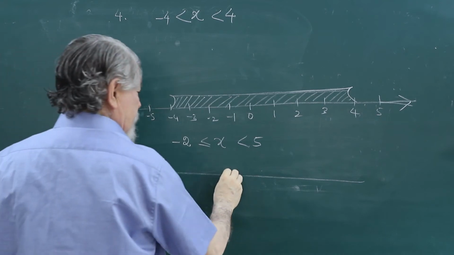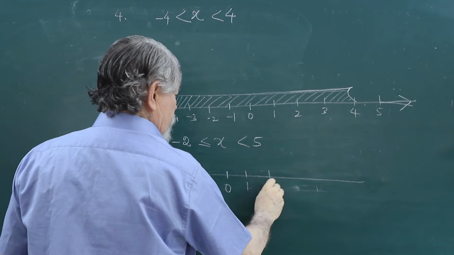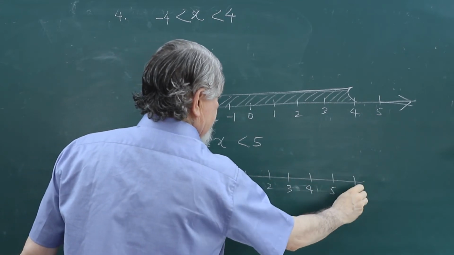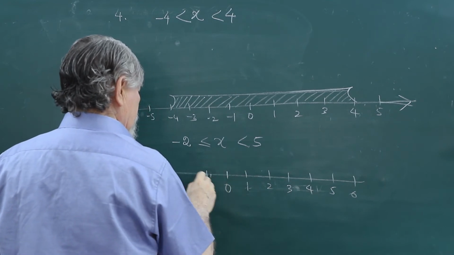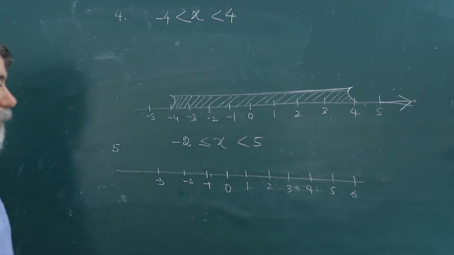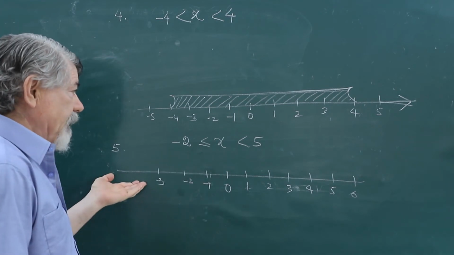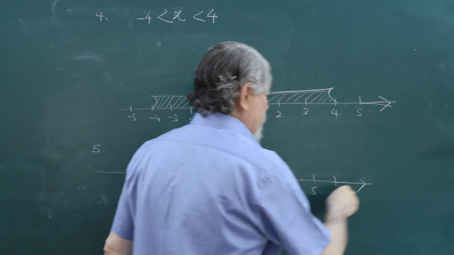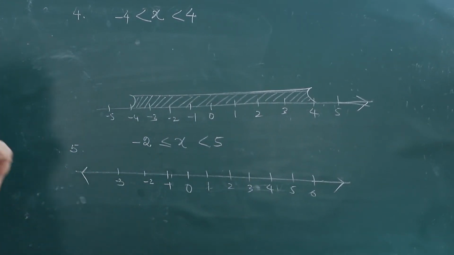Again, number line: 0, 1, 2, 3, 4, 5, 6, minus 1, minus 2, minus 3. Always take a number beyond the given ones; like it is minus 2, so take minus 3, it is 5, take 6. And of course, indicate that the line is going to infinity on both sides.